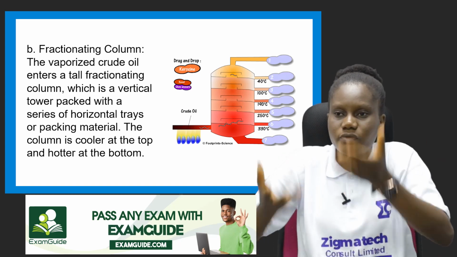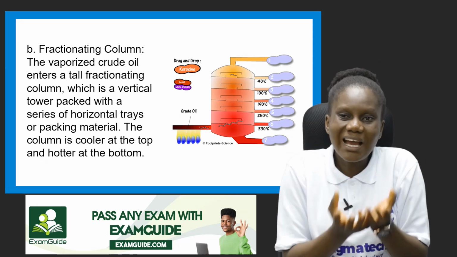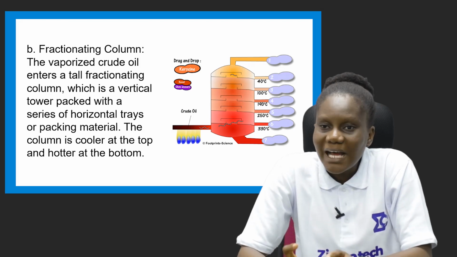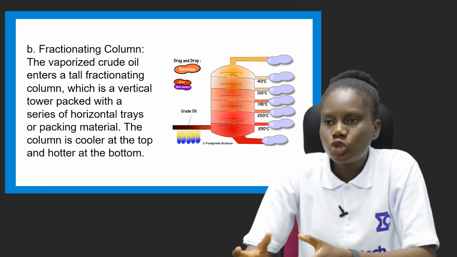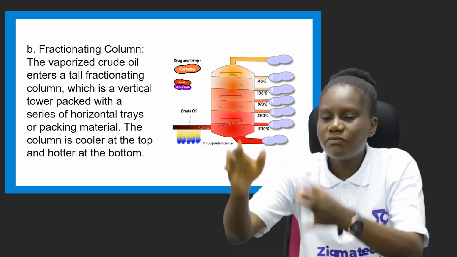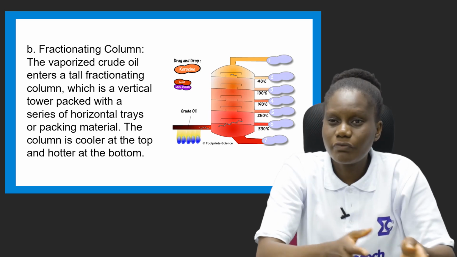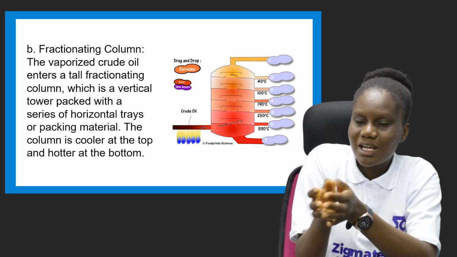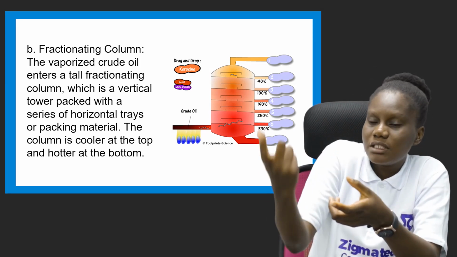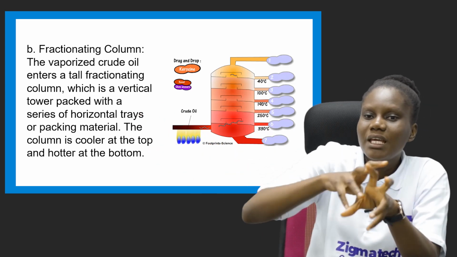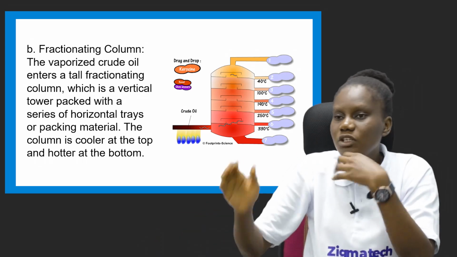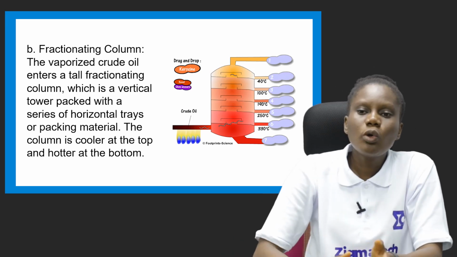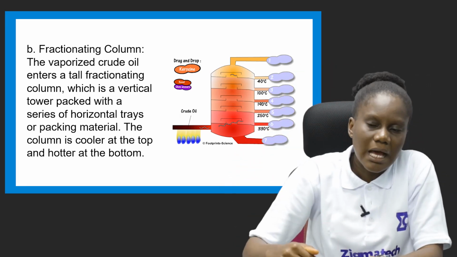Once you heat it, it moves, and the vaporized crude oil will now enter into a third fractionating column, which is a vertical tower packed with a series of horizontal trays. You can see in our picture there a vertical fractionating column. When you fill it with your crude oil and start heating, the vapor starts rising through it, and each of the horizontal trays is at a particular temperature. You can see 1, 2, 3, 4. So the column is cooler at the top and hotter at the bottom.